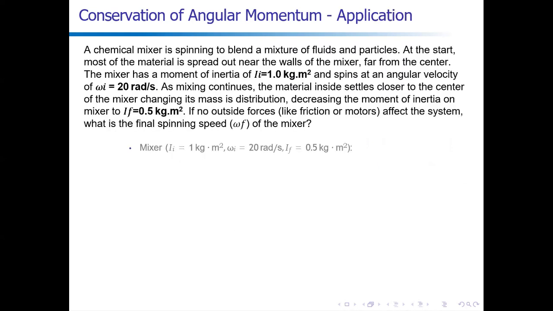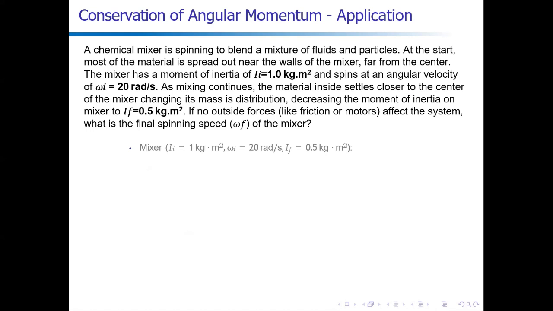Let's apply the conservation of angular momentum to a spinning chemical mixer. A chemical mixer is rotating to blend fluid and particles. At the beginning, the mass is mostly spread out near the outer edges, giving it an initial moment of inertia of 1 kilogram meter squared. Initial angular velocity is 20 rad/s.